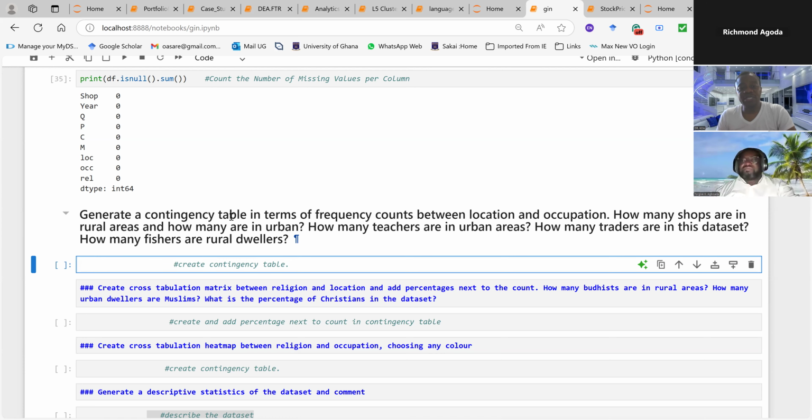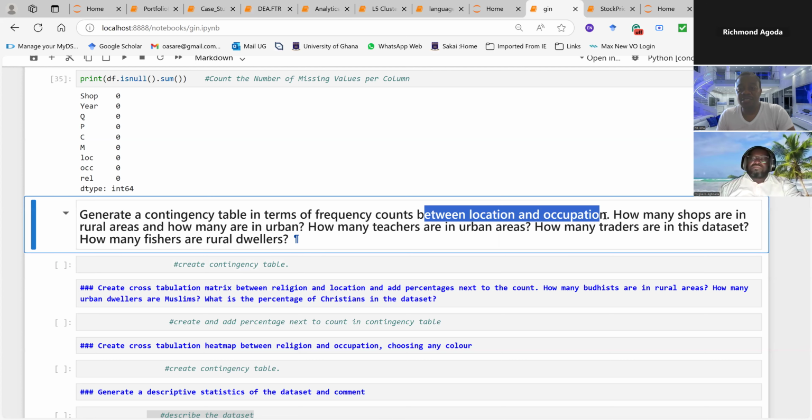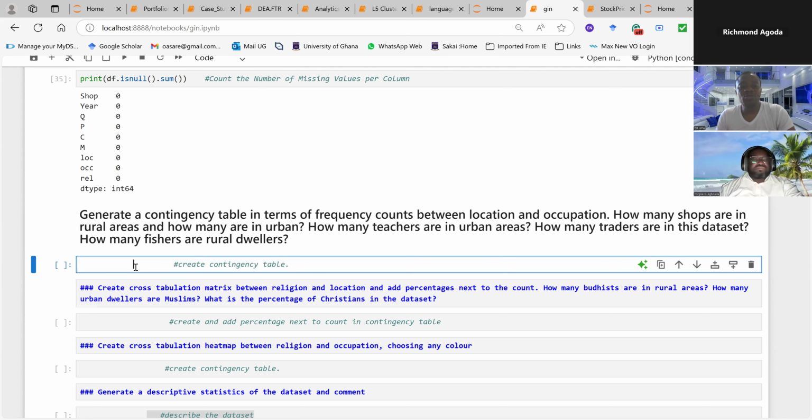So we are going to generate a contingency table, also called a cross-tabulation table, in terms of frequency count. We are going to do that between location and occupation. So how do you generate a contingency table? You have to use a command which is called pd.crosstab.